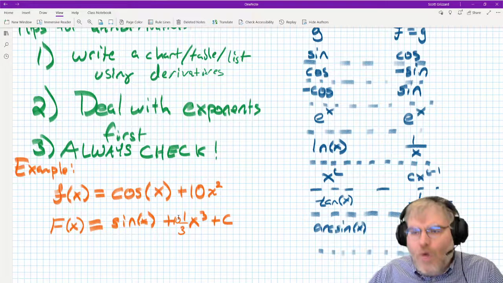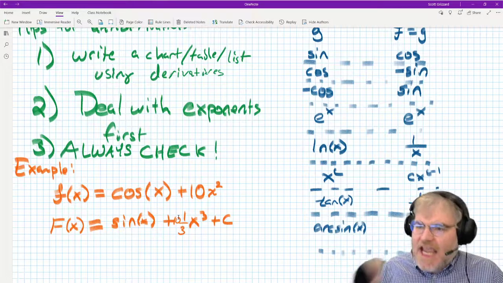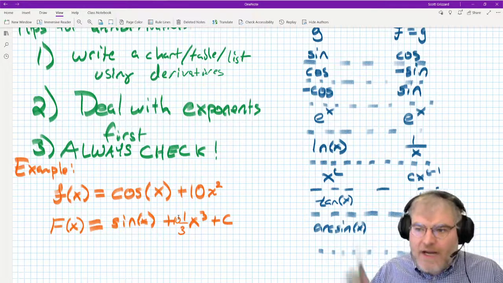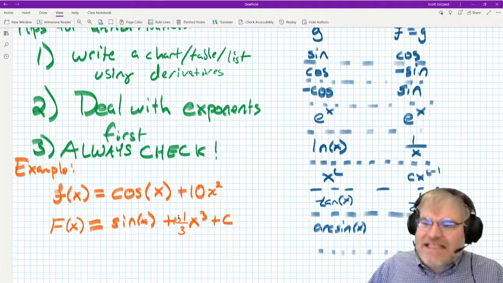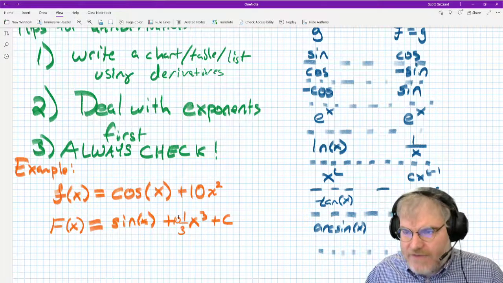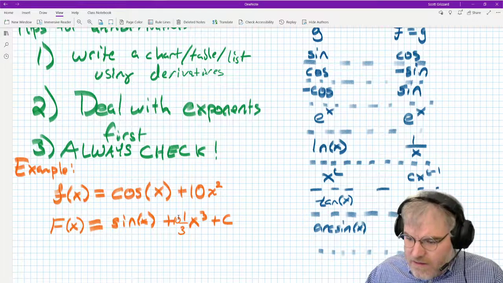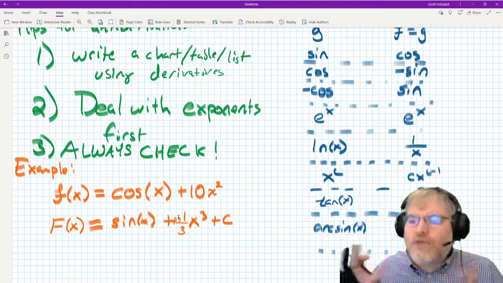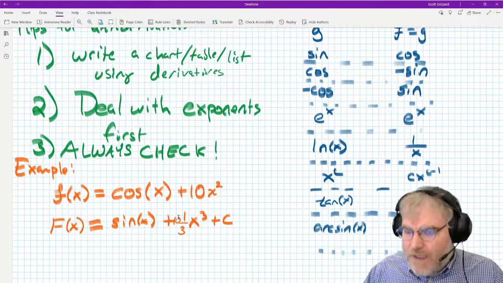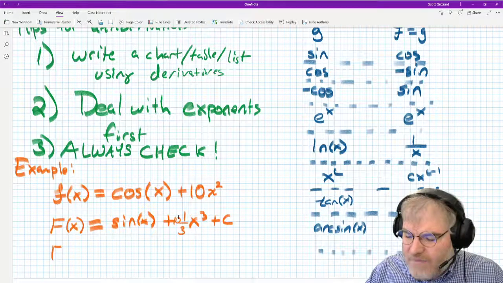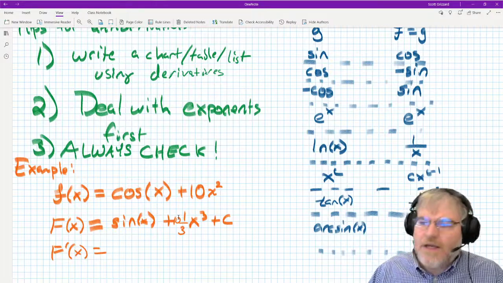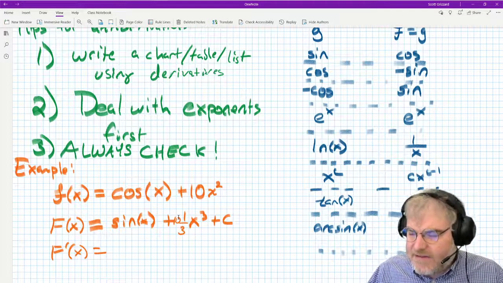And I do mean always. Always check. If the antiderivative is the antiderivative of x, you wind up with 1/2 x squared plus C. Take the derivative. Always, always, always. Okay? It will save you huge amounts of time if you do it quickly.